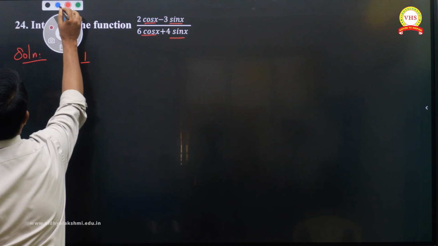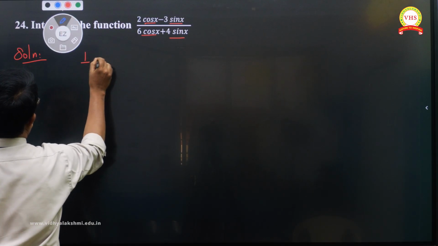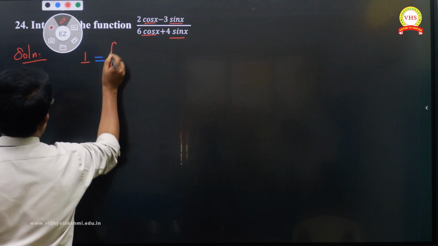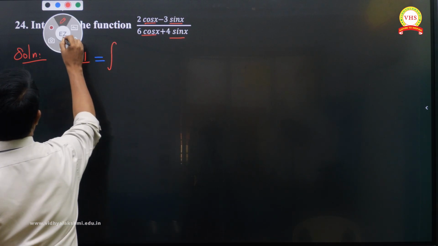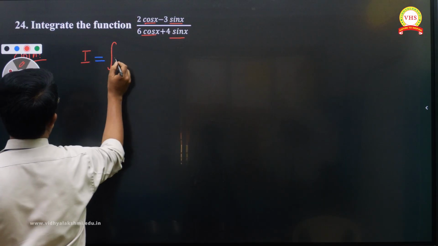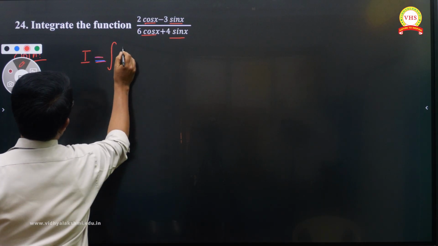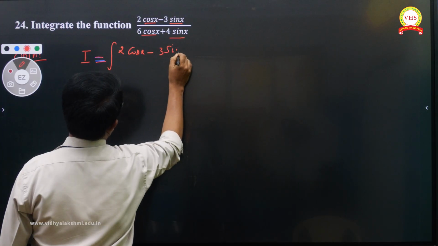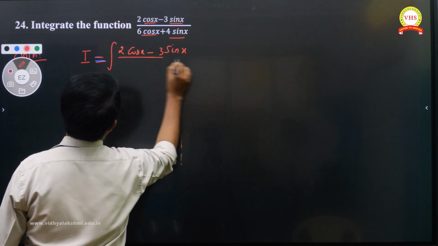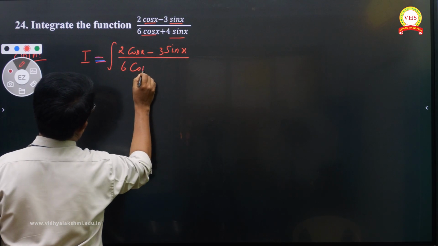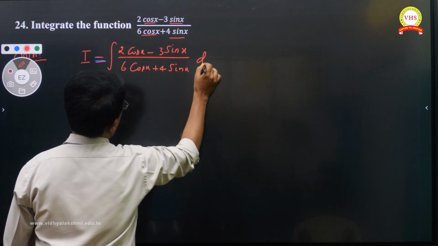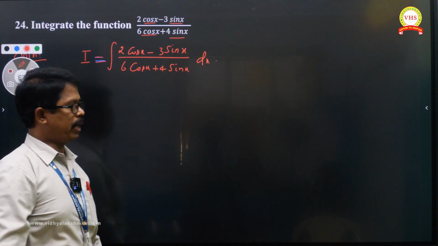Then I equal to the integral. Yes, I equals the integral of 2 into cos x minus 3 sin x divided by 6 into cos x plus 4 sin x into dx. Okay, this is the given sum.